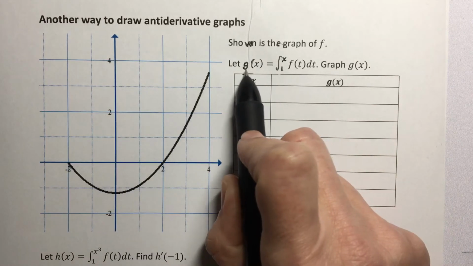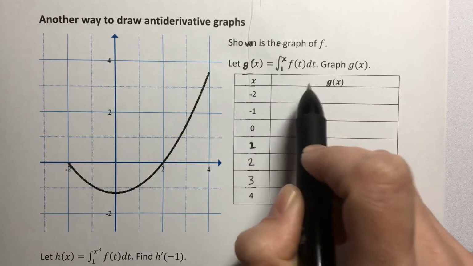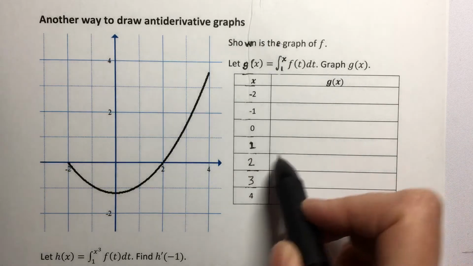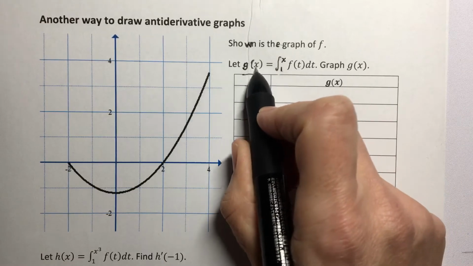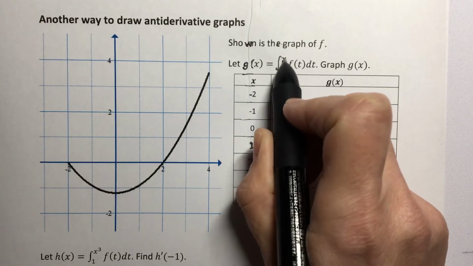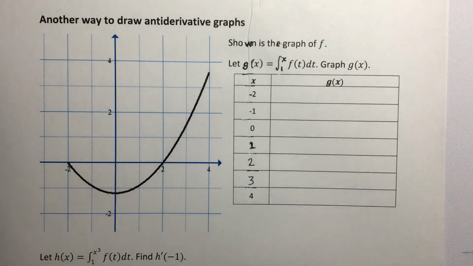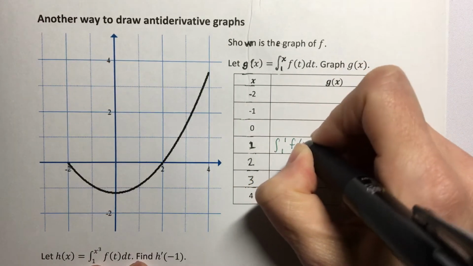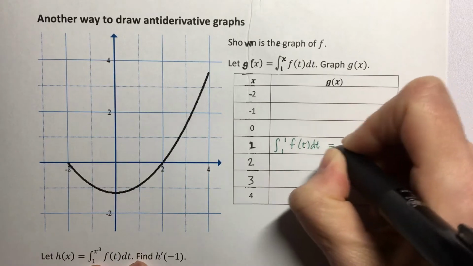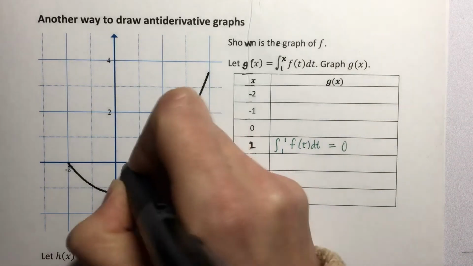So g of x is going to be the integral from 1 to x. I'm actually going to start at x equals 1. So g of 1 is going to be the integral from 1 to 1, which sounds like kind of a weird thing to do, but whatever. From 1 to 1 for f of t dt, well, that's obviously a 0. So I can plot that.